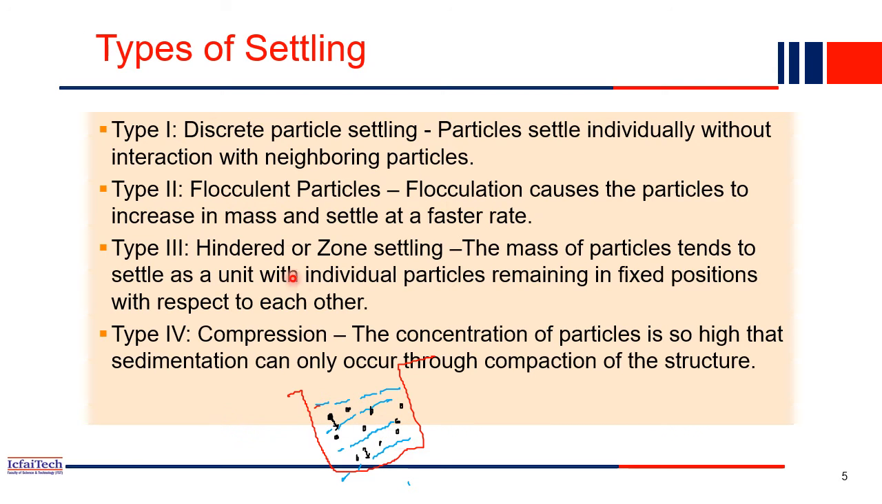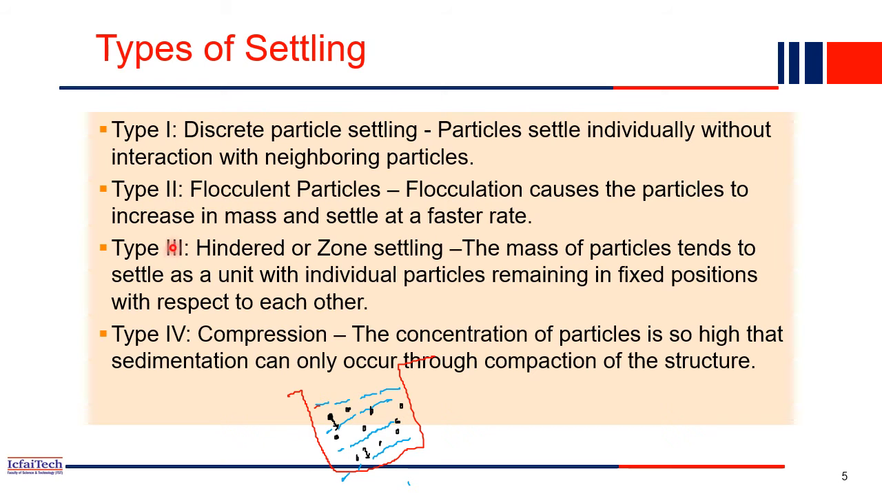This type of settling we call flocculent settling, that is type 2 settling. So that is the flocculent particle. Flocculation causes the particles to increase in mass and settle at a faster rate. If the particle is charged, either positive or negative, it will attract the opposite charge, right? If this particle is positive and that particle is negative, they will attract each other, and both particles will be joined, and the mass will increase, right? The mass of this particle will increase, so the settling speed will be very fast, and the particle will settle at the bottom. This type of settling we call type 2 settling.